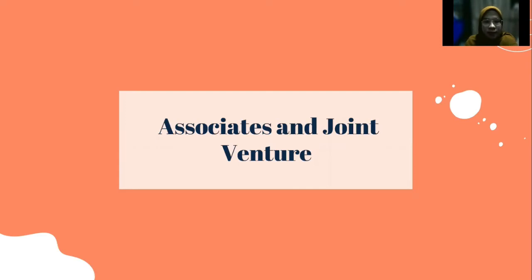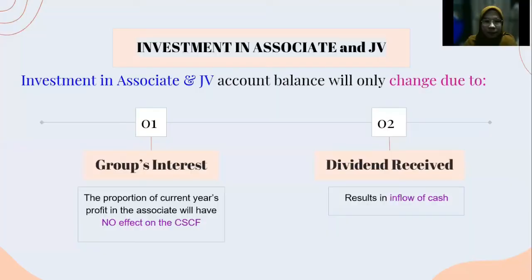For associates and joint ventures, the equity method has been applied in the group accounts in respect of investment in associates and joint ventures. The group statement of cash flow shall reflect the cash flow between itself and the investee, which is the associate and joint venture entity. For investment in associates and joint ventures, the account balance will only change due to, first, the group's interest in the current year's profit of the associate company.